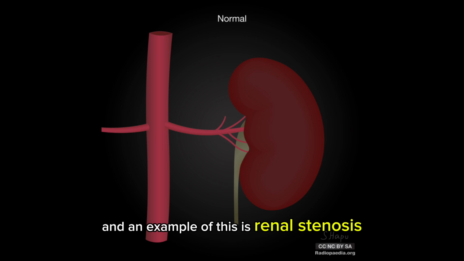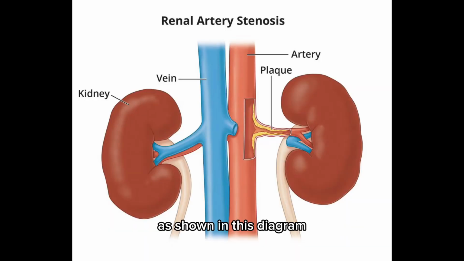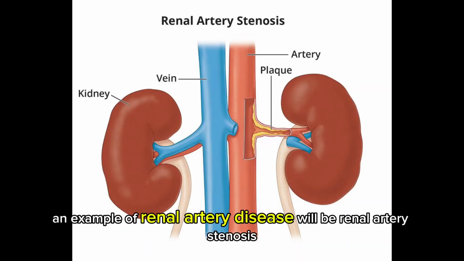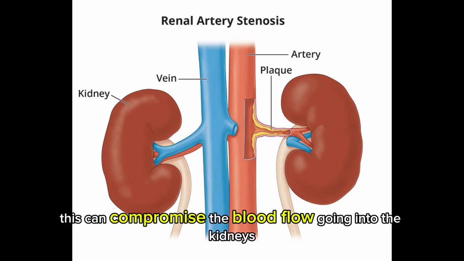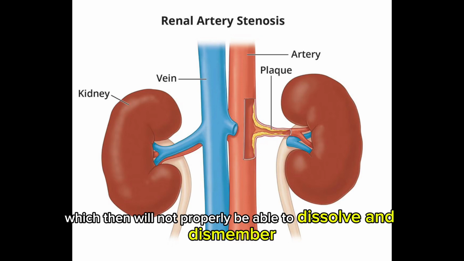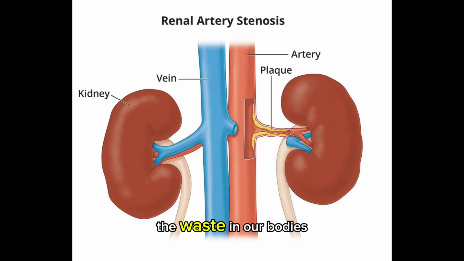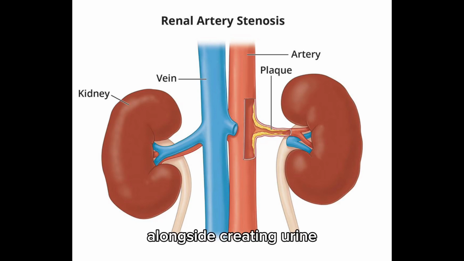As shown in this diagram, an example of renal artery disease will be renal artery stenosis, which is a buildup of plaque in the renal artery. This can compromise the blood flow going into the kidneys, which then will not properly be able to dissolve and dismember the waste in our bodies, which essentially is the main function of the kidneys, alongside creating urine.